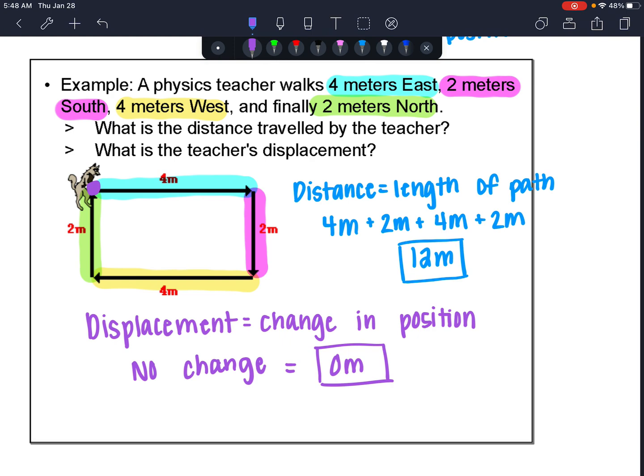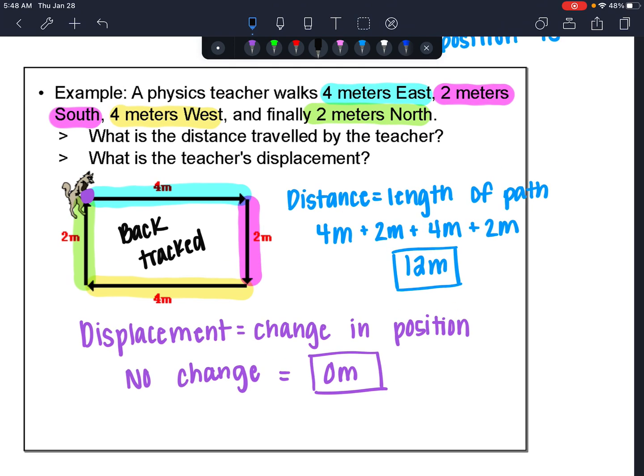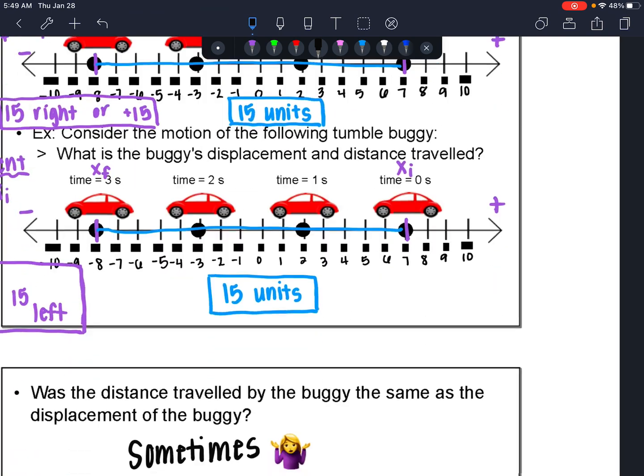I think that the reason why distance was so much different than displacement is because the wolf backtracked. Meaning they went backwards in direction at different points in their travel. Like the wolf went right and then he went left. He went down and then he went up. So that backtrack caused the displacement to be significantly different from the distance.